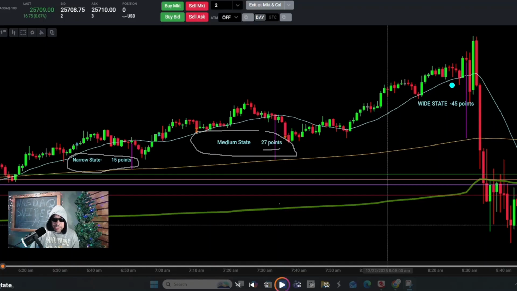So by the time we get to open on this candle at 8:29, which is 9:29 Eastern Standard Time, we are above the 20 SMA, right? This is the 20.